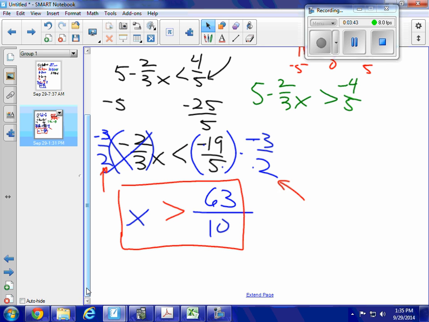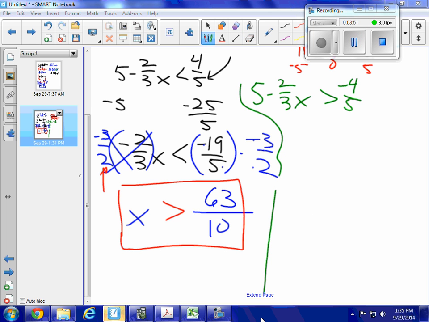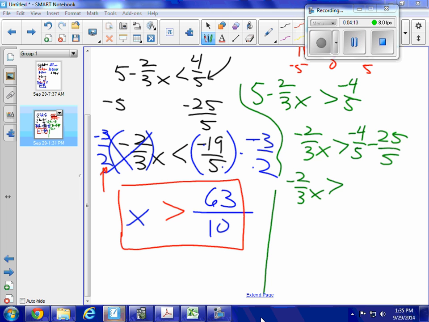What about my other side? Well, okay, let's make a little line here so I can see what I'm doing. Still, I'm going to subtract 5 from both sides. So I'm going to have negative 2/3 x is greater than negative 4/5 minus my 25/5. I've subtracted 5 from both sides. So I have negative 2/3 x is greater than, well, that would be negative 29/5.